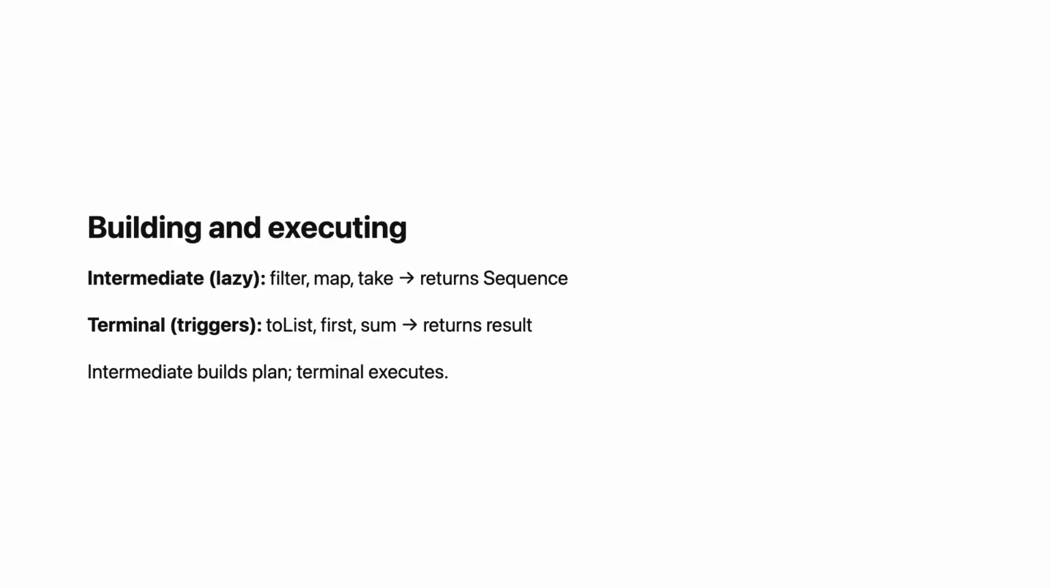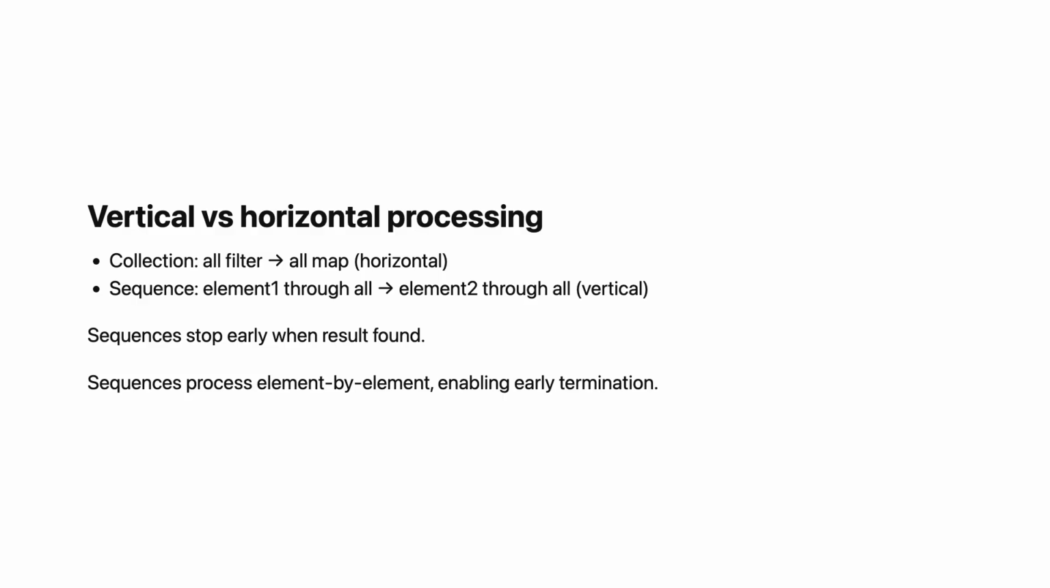Collections process horizontally, all elements through filter, then all through map. Sequences process vertically, one element through the entire pipeline, then the next. Consider list.filter.map.take(2). With the collection, filter all elements, then map all passing elements, then take 2. With a sequence, process the first element. If it passes filter and map, it is emitted, then process the next element. Sequences stop early. Once take(2) has 2 results, processing stops.